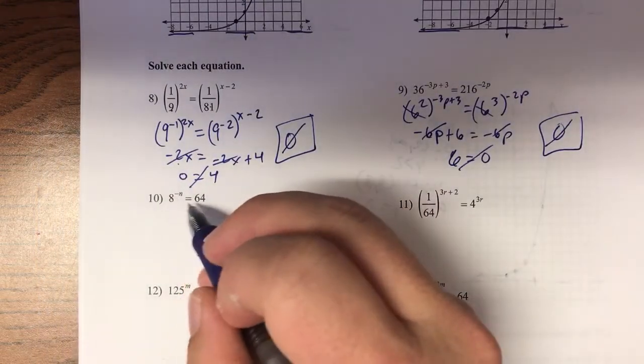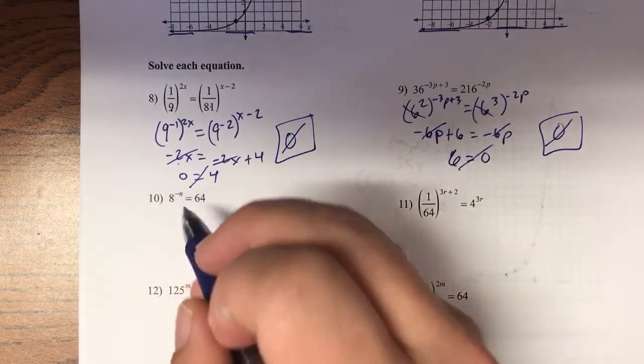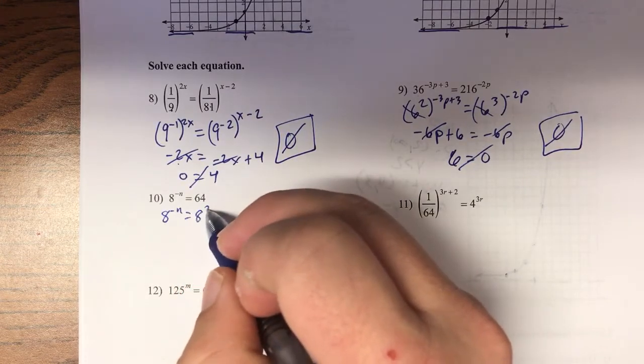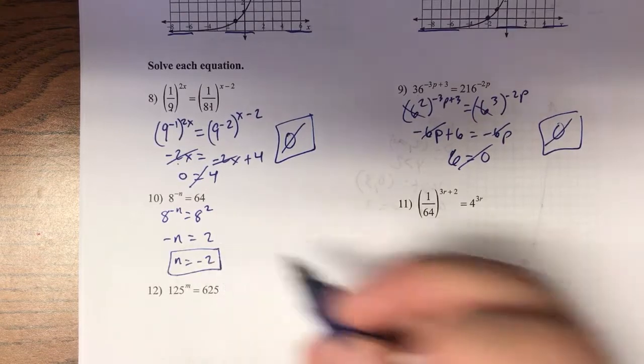Number 10, we could use 8, or we could use 2. We couldn't use 4 on this one because 4 doesn't go to 8, but we'll use 8, it's less work. So 8 to the negative n is good. Over here, 8 squared, negative n equals 2, n equals negative 2.